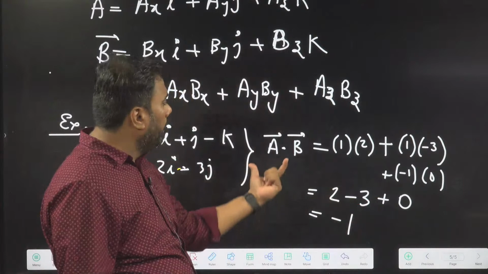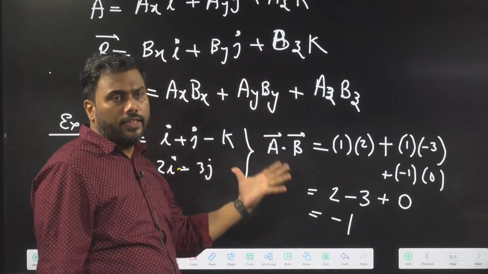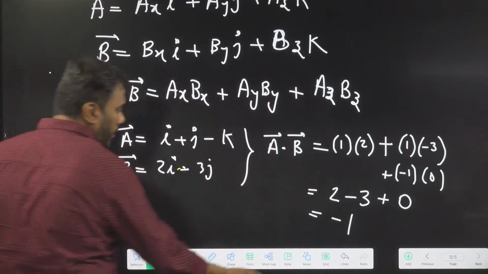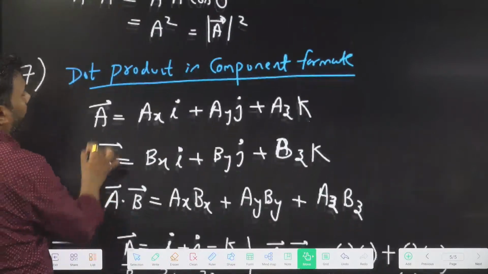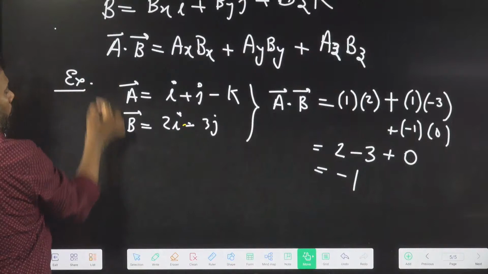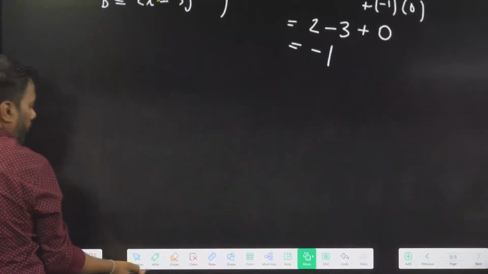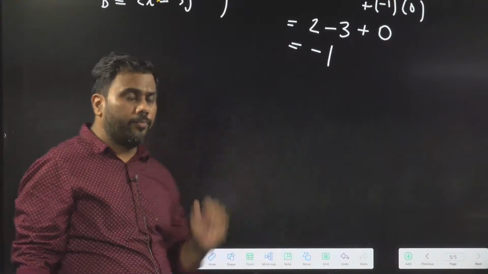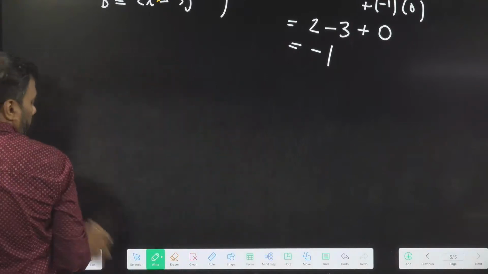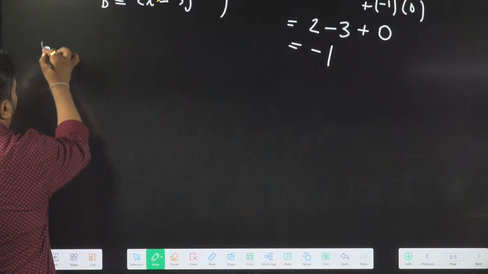We can get the dot product very easily. Okay, very good. So this was, I think, the 7th point. Dot product in component format. Now, the vector product of two vectors, 8th point.